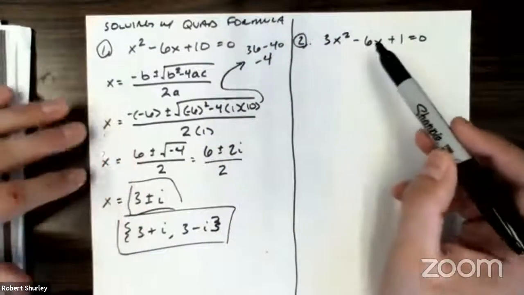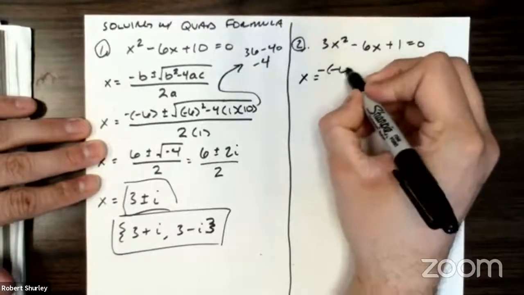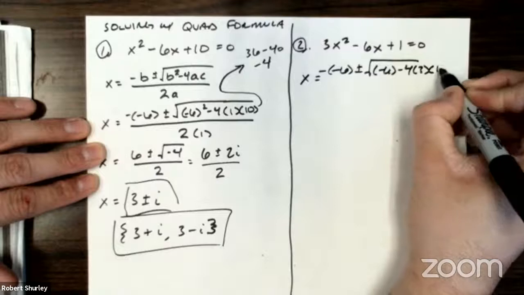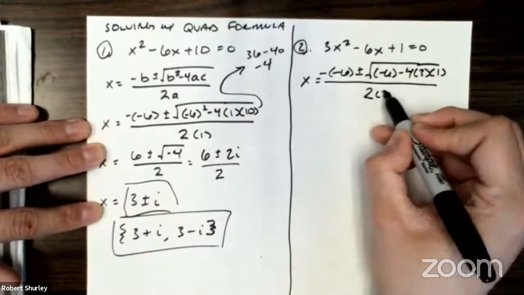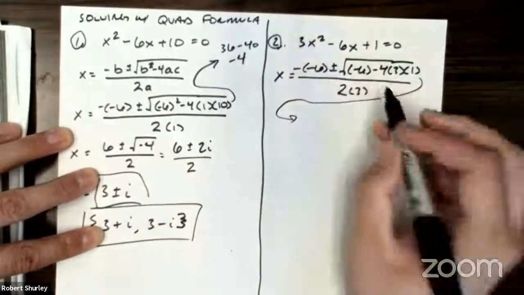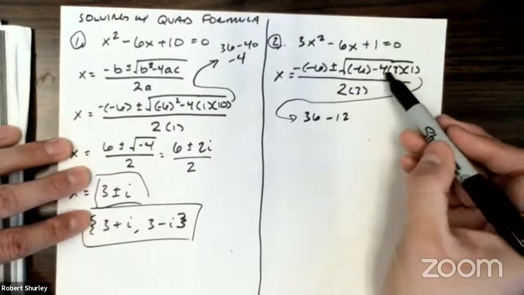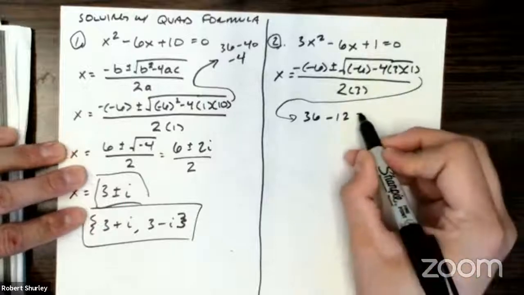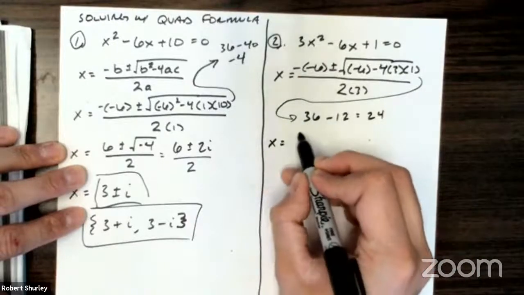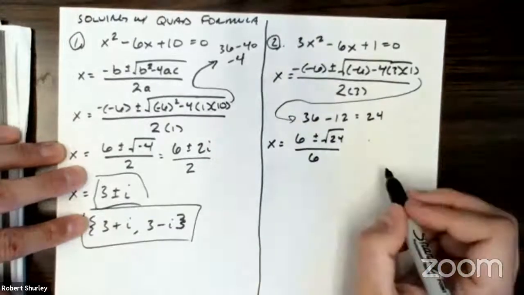Okay, and then we've got 3x squared minus 6x plus 1 equals 0. So x equals negative b, I want to put the same b value, plus or minus the square root, b squared minus 4 times a times c, all over 2 times a. So again, I like solving what's underneath the radical first. So I'm just going to do that here. We wind up with 36 minus 12 on this one, right? 36 minus 4 times 3 times 1, so minus 12. So this winds up being that 24, right? So we get x equals 6 plus or minus the square root of 24 all over 6.